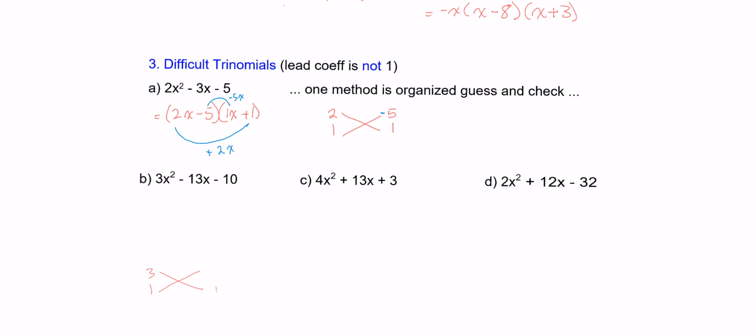So let's try that again. So let's try 5 and 2. But in this case, I think we'll try negative 5 and 2. So 3 times 2 is 6. And no, that doesn't work. So maybe what we have to do is rearrange the 5 and the negative 2. So let's say I have 2 here.